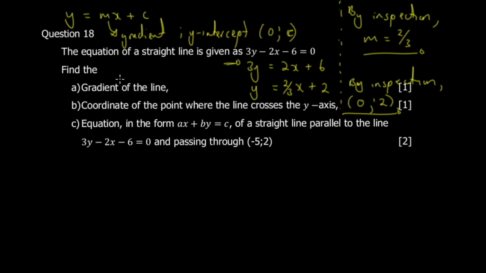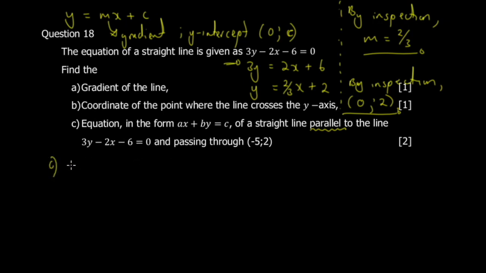Then the next part says find the equation in the form ax plus by equals c of a straight line parallel to the line and passing through this point. Okay, the buzzword here is that it's a parallel line. It's parallel to what? For parallel lines, what you have to remember is that the gradient is the same.